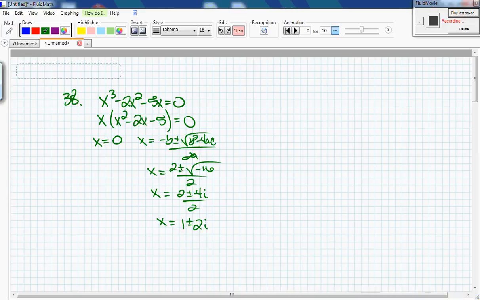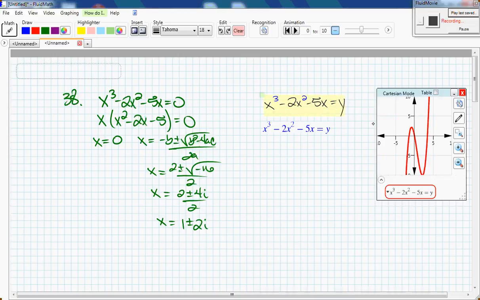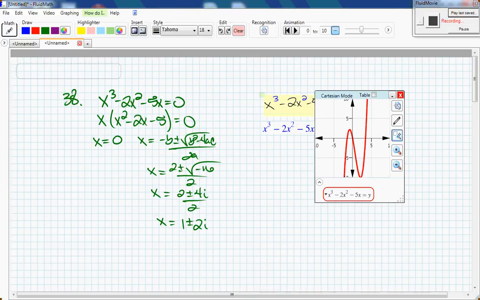Now if we graph this, we have one real 0 and 2 imaginary. So this should only cross the x-axis once. Let's double check. When we graph, ooh, I've done something wrong with the math.